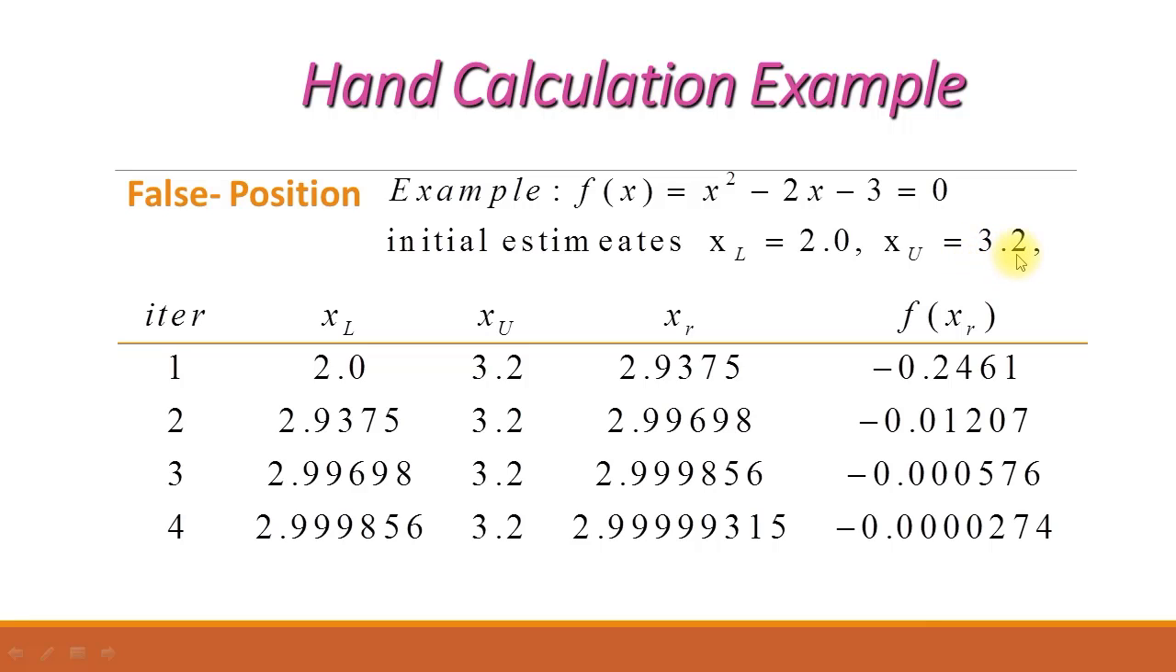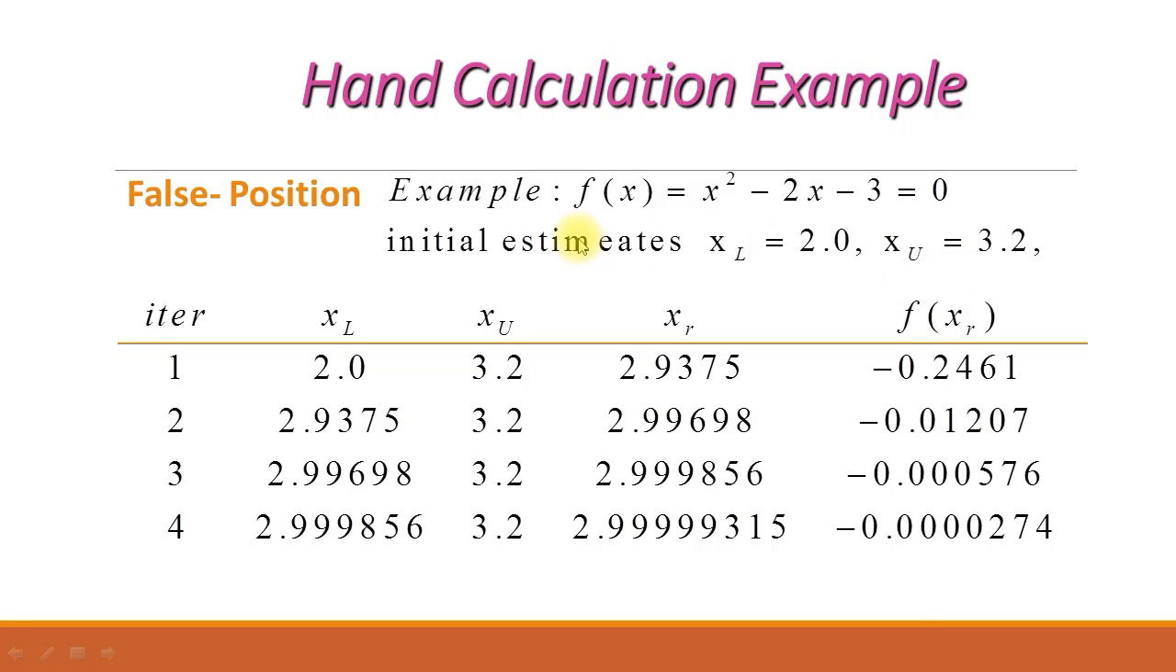This function gives a negative sign at xl equal to 2 and a positive value at xu equal to 3.2. Put xl equal to 2: 2 squared is 4, and 2 multiplied by minus 2 is minus 4, so plus 4 minus 4 cancel, we have minus 3. Minus 3 is less than 0. So this function has a negative value at x equal to 2. Function value is less than 0 at x equal to 2, and greater than 0 at xu. The function has a negative sign at xl equal to 2 and a positive sign at xu equal to 3.2.